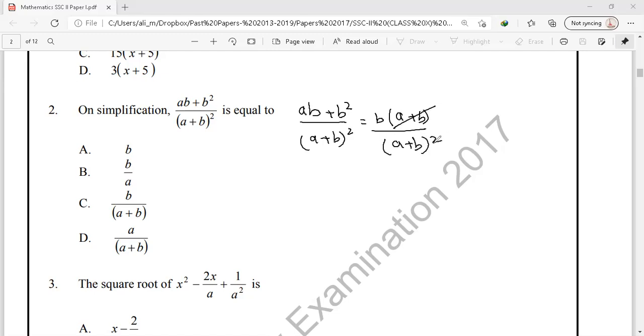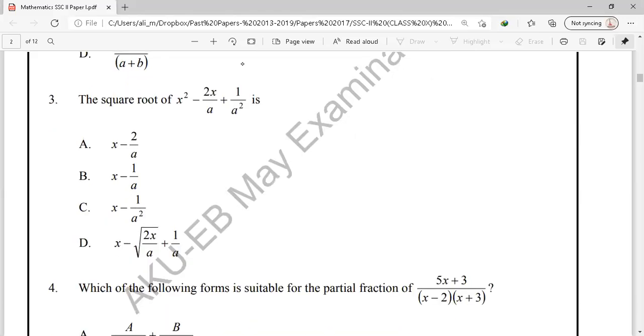So a plus b and one a plus b from the denominator will be cancelled out. So the remainder we will get is b over a plus b. So this is the correct answer that is present in option C. So the correct answer for this question number 2 is option C.